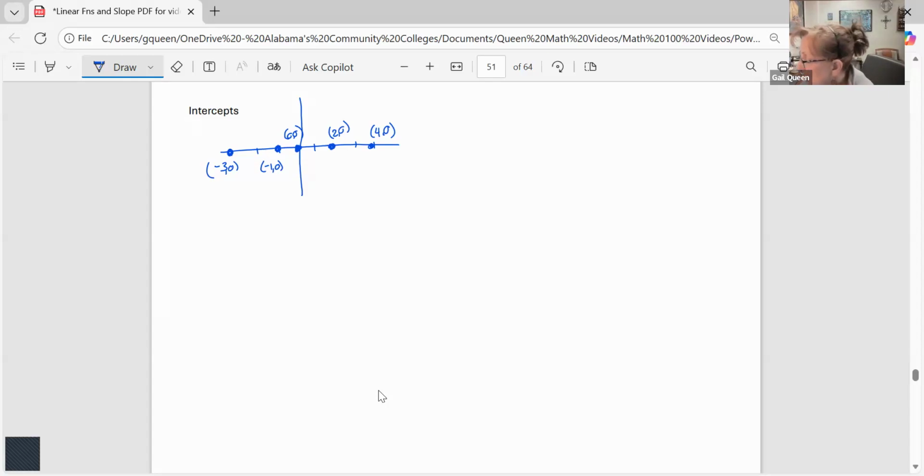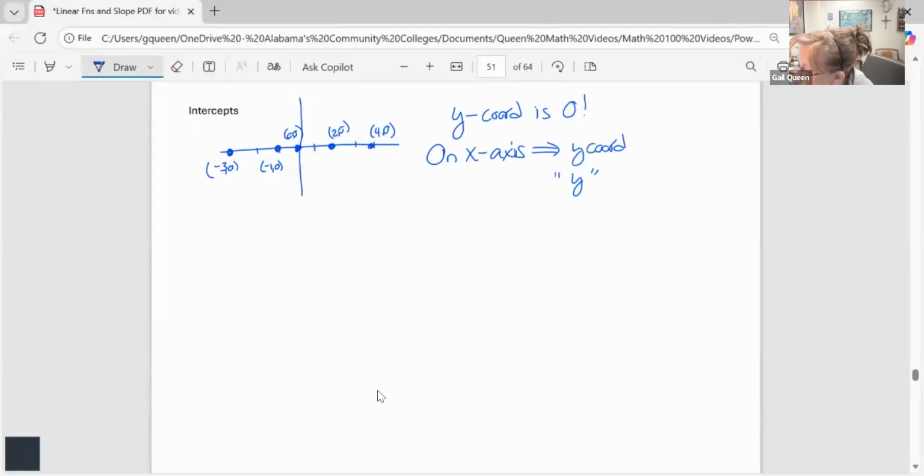All of these ordered pairs that I have labeled, I have the coordinates for. So what do you notice about all of the coordinates? What do they have in common? The y coordinate for every one of these points is 0. If you are on the x-axis, then you know that the y coordinate, or the y in the equation, is 0. So here's the deal.